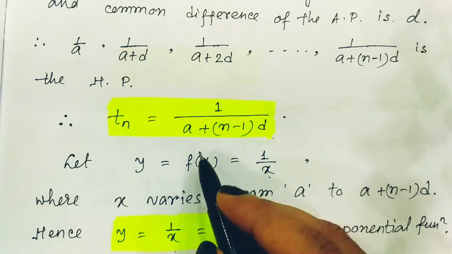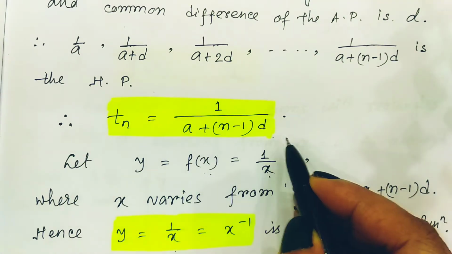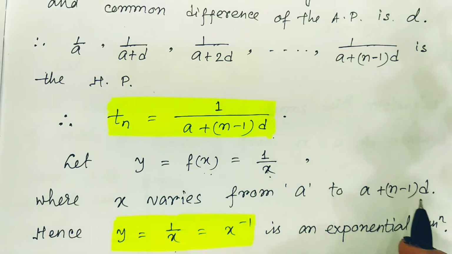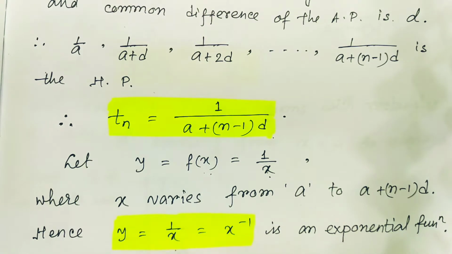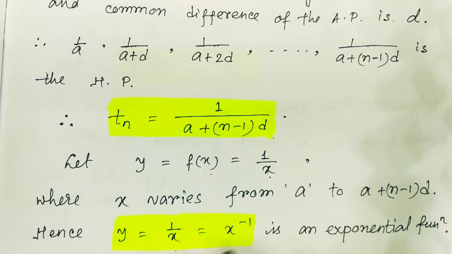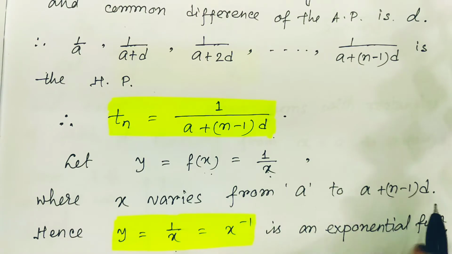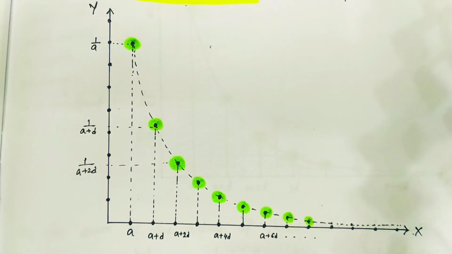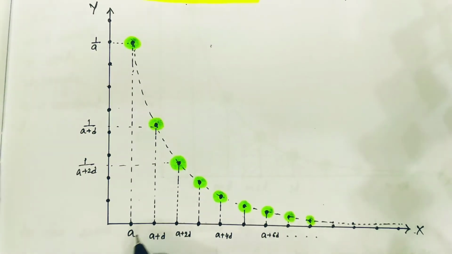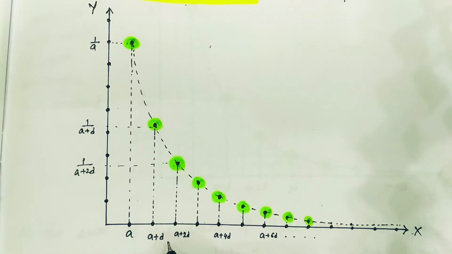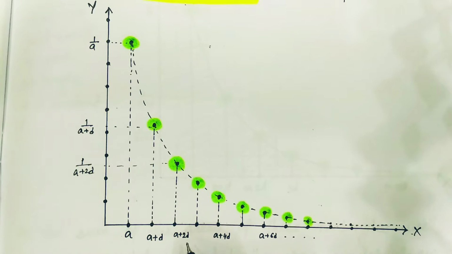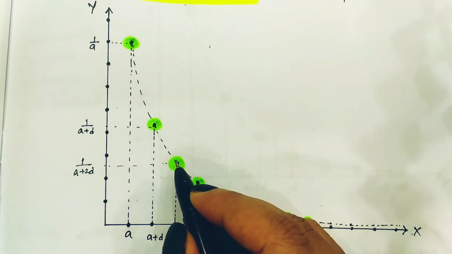And corresponding to that, if we substitute x, where x varies from a to a plus (n minus 1) into d, and we plot this in the graph paper, then we will find that corresponding to a, our value is 1 by a. Corresponding to a plus d, our value is 1 by a plus d. Corresponding to a plus 2d, our value is 1 by a plus 2d.